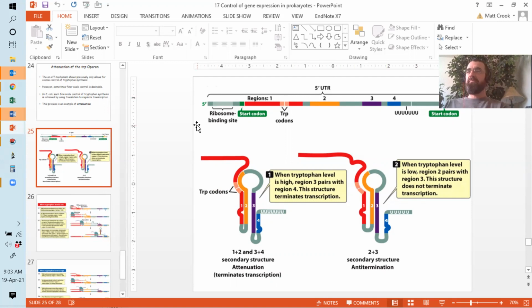That would be embarrassing. Okay, so the leader sequence, this 5', well, it's not untranslated because it is partially translated. But this leader region has two possible conformations, right? So we talked about the formation of RNA secondary structures before. This is a really good example of that.